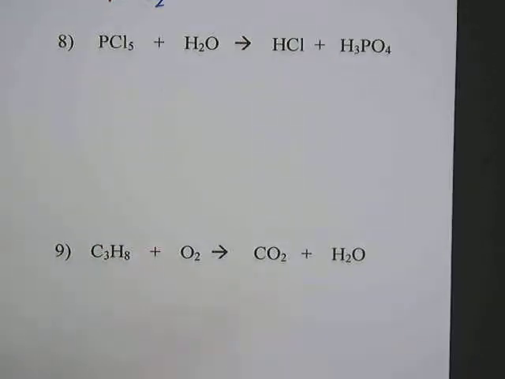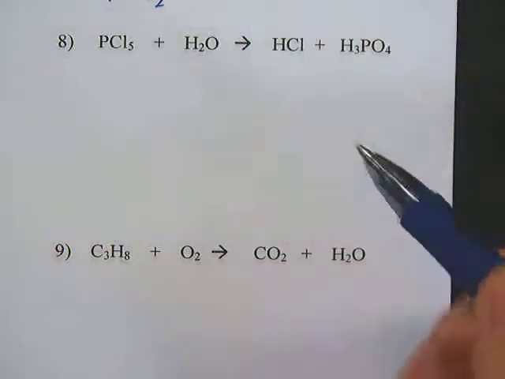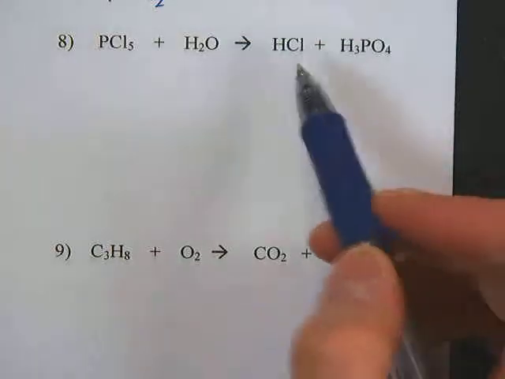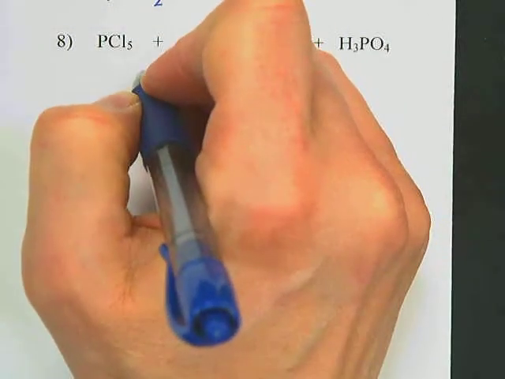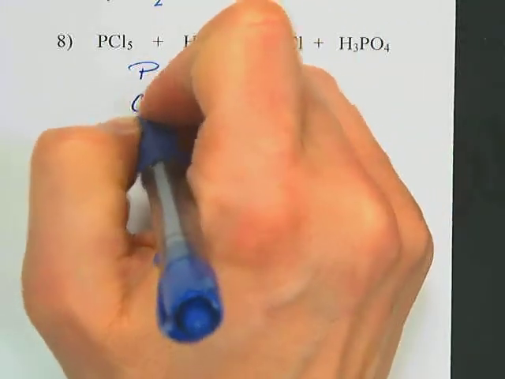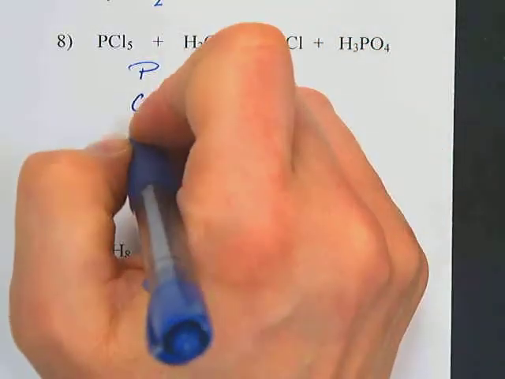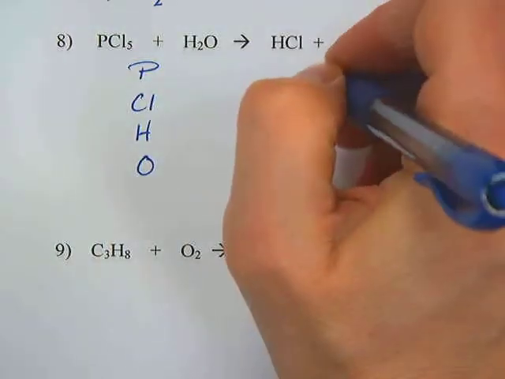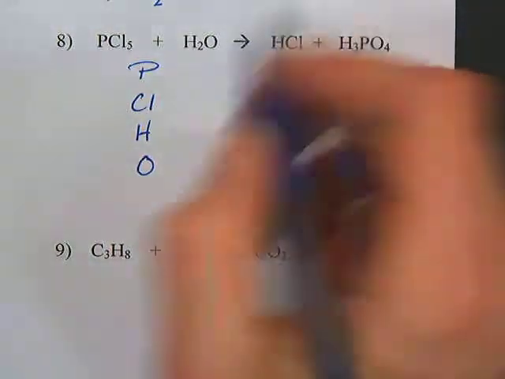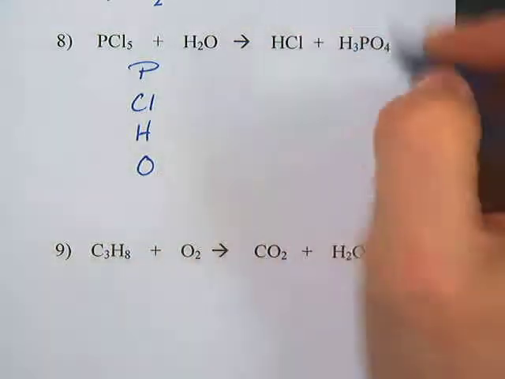For number 8, this one's a little bit easier. Number 7 is probably the hardest one on here. So for number 8, you're going to do basically the same thing again. This one, again, is more complicated because you have hydrogen in multiple places. So we have P, which is phosphorus, Cl, chlorine, H, hydrogen, and O for oxygen.